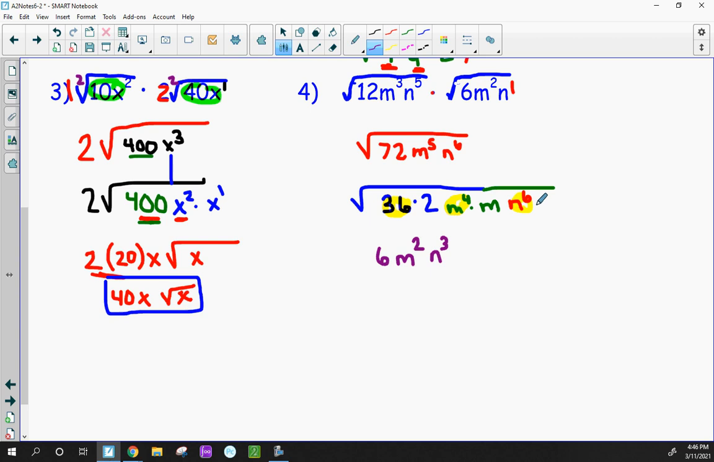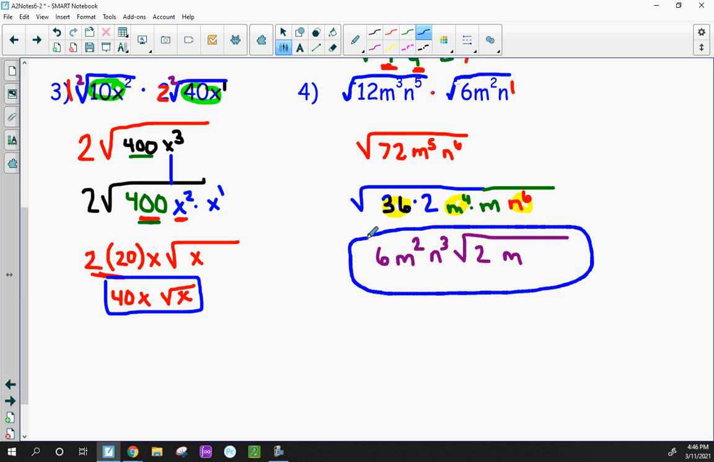Once you get all the pieces you've underlined, then you copy down your radical, and anything that's underneath that cannot be simplified is going to have to stay where it is. You've heard me say that multiple times. I just keep repeating it because it's very important. And that's your final answer.